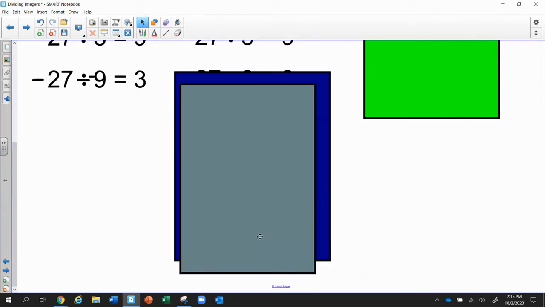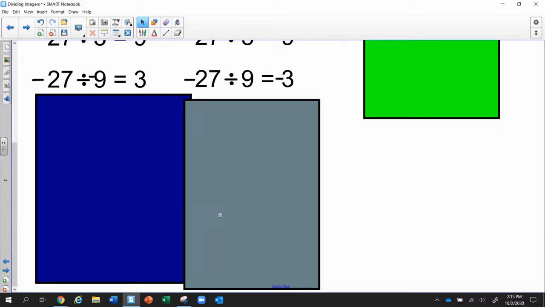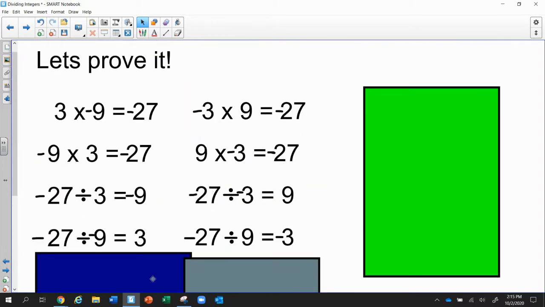So then let's try it with the negative 3. Should be the same. Now I'm just changing the 9 to positive and the 3 to negative. It's the same, negative 3 times 9, negative 27. Positive 9 times negative 3 equals negative 27. Now here's my negative divided by a negative equals positive 9. And then negative 27 divided by positive 9 equals negative 3.